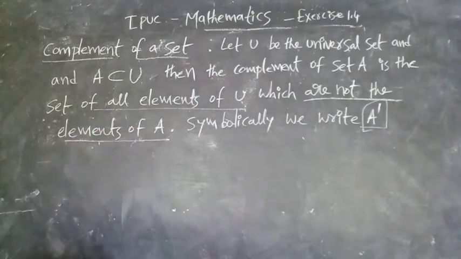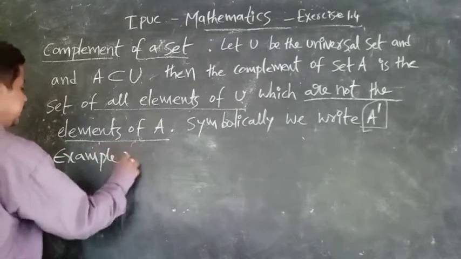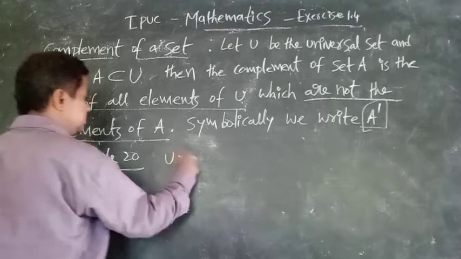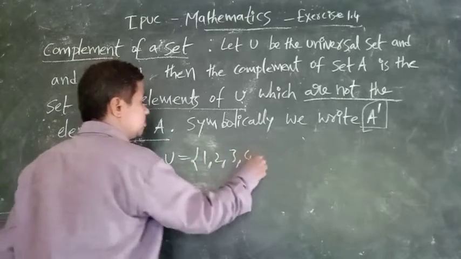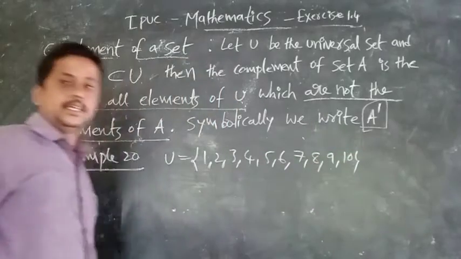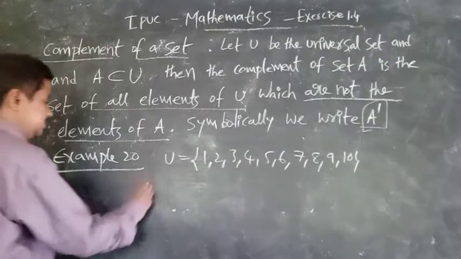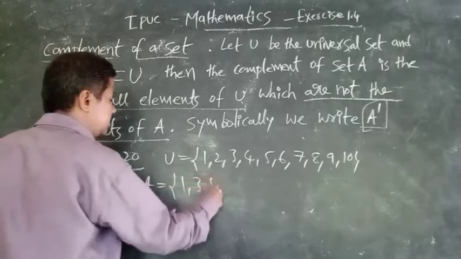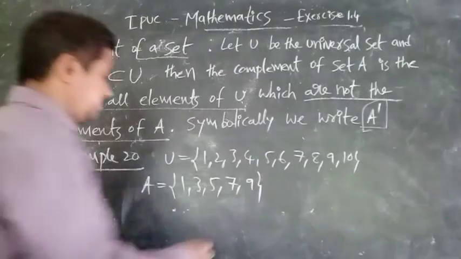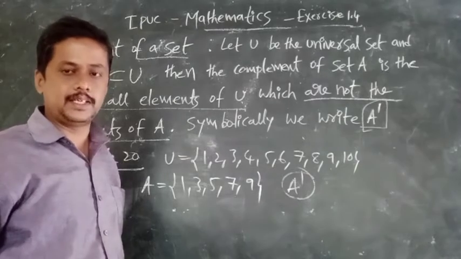Let us take example 20, one problem in the textbook. U is equal to {1, 2, 3, 4, 5, 6, 7, 8, 9, 10} and A is equal to {1, 3, 5, 7, 9}. We have to calculate A dash. Find out A dash.